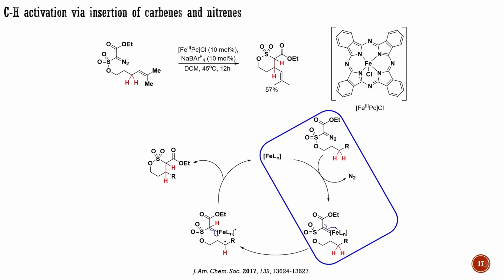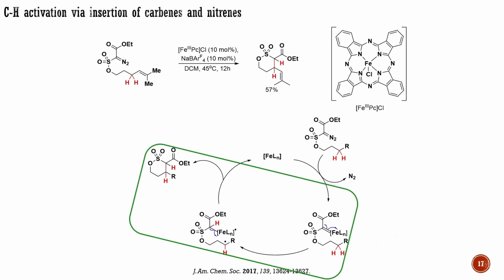Initially, the substrate loses nitrogen, accompanied by the formation of the corresponding iron-carbene complex. In contrast to the previous example, in this case, electron shifts produce intermediate radicals that eventually undergo intramolecular radical coupling, yielding the product and regenerating the active catalyst.